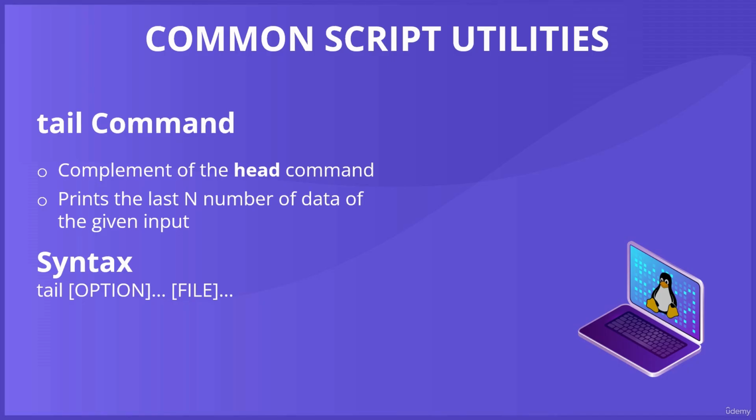Now, if you use it without any options, it's, like I said, going to display only the last 10 lines of the specified file. In addition, its options are similar to the head command. So some of those options will be -n num, -c num, -q, -f, and it goes on, okay?